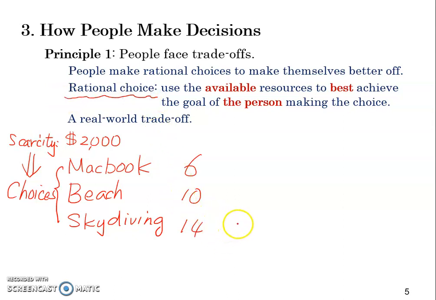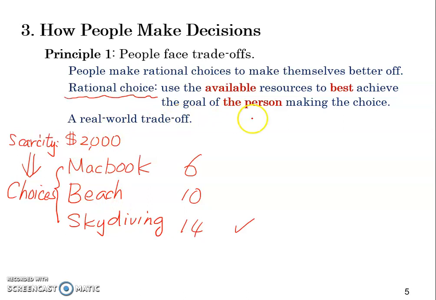Now you might want to say that skydiving is a rational choice because most people go with it. Is that correct? Here, I would suggest you pause the video and think about this. Which one is the rational choice? Do you believe skydiving is a rational choice? If you were the decision maker, do you want to go skydiving?